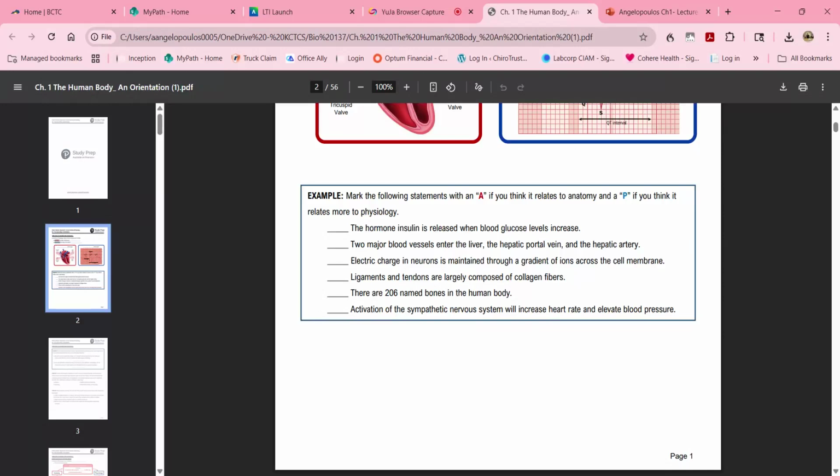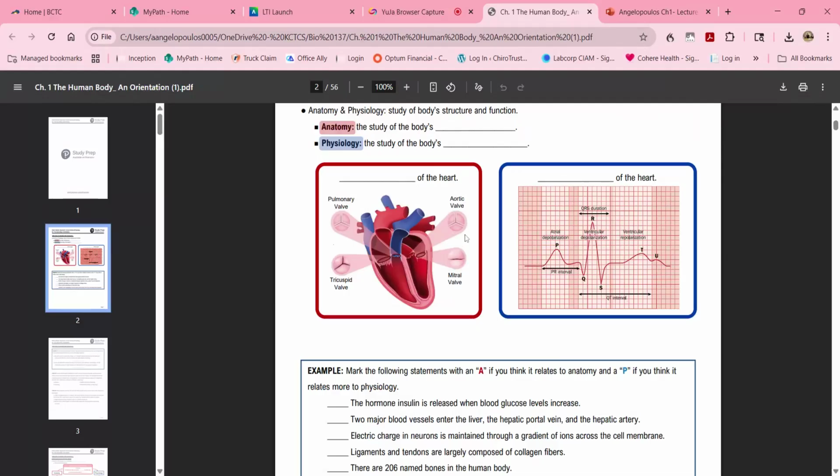All right, and the last one, activation of the sympathetic nervous system will increase heart rate and elevate blood pressure. These are all like action things. Activation, the sympathetic nervous system, increase the heart rate, elevate the blood pressure. That's more of a physiology, how something's functioning, not so much the actual structural items. Okay, so once again, if it's showing body parts, things that you can see, it's going to go with anatomy. If it's showing how something's functioning, then you're going to go more towards physiology.